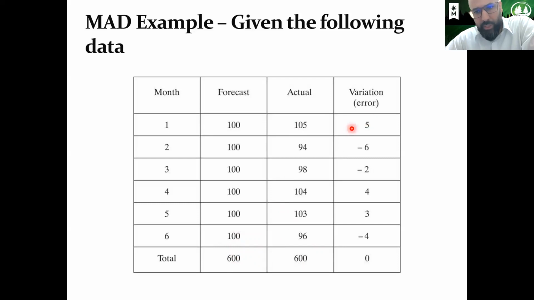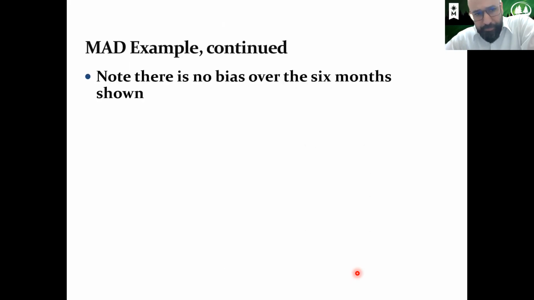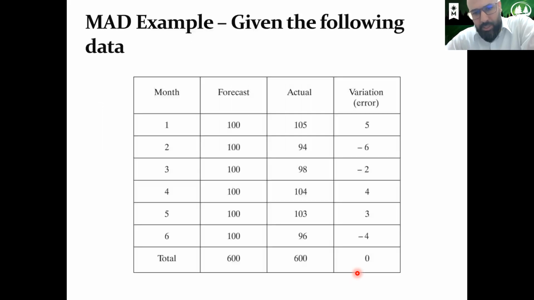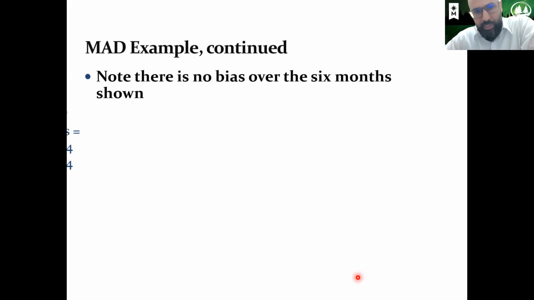However, let's take a look at the variation here. What is the error? Actual minus the forecast: 105 minus 100, 94 minus 100, that's negative 6, 98 minus 100, that's a negative 2, 104 minus 100, that's a 4, and 3 for the fifth month, and minus 4 for the sixth month. If you add these together, it will give you 0. Now let's continue with the MAD. So there's no bias over the 6 month period, as you see, this is 0. There's no bias for this forecasting technique.